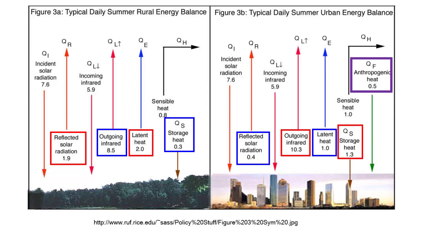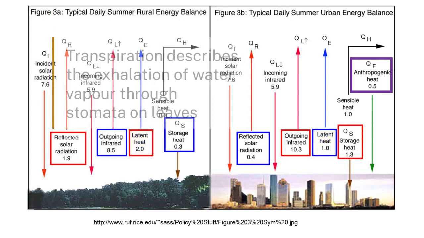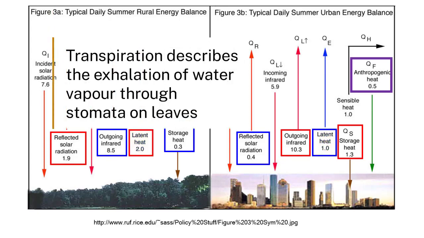We also notice that the latent heat that's being wicked away from the surfaces is different. There's more latent heat involved over the forest, and that makes sense because the trees are transpiring. It's quite a wet environment, whereas the city tends to be hot and dry.